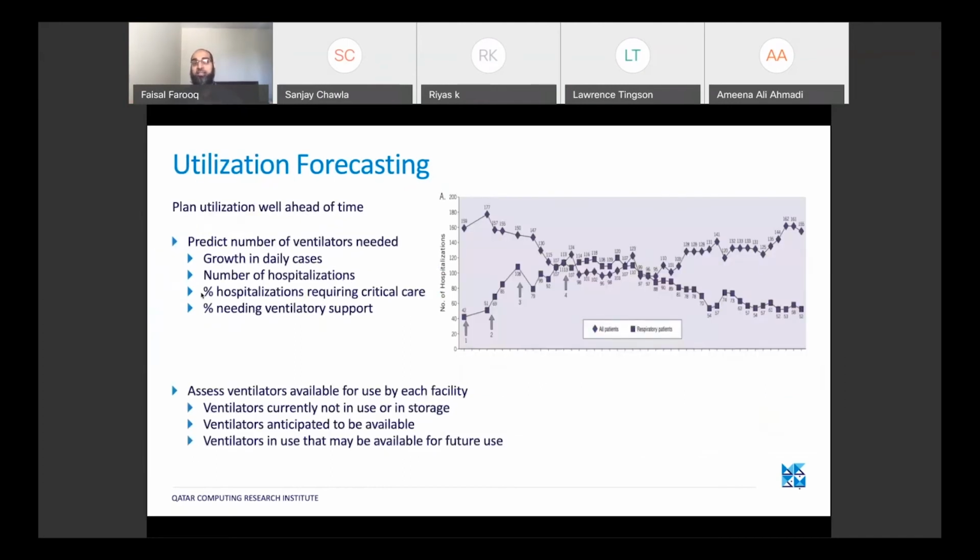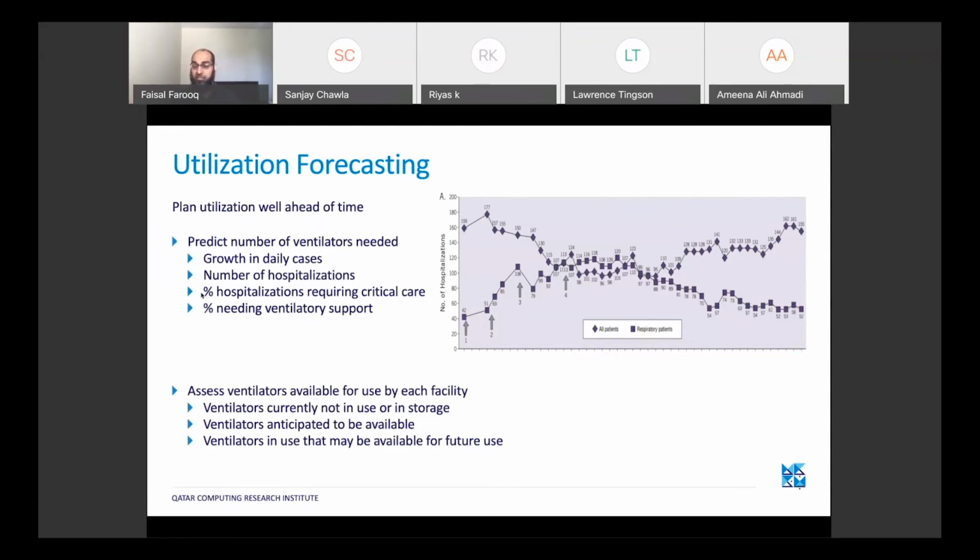Now, this helps in utilization forecasting, and this is something that people have been doing to predict the number of ventilators. There are a lot of countries that are using AI and data science to predict how many ventilators they would be needing. They go down the spectrum and say, what is my daily growth in cases? What percentage of that will be hospitalized based on the past data? What percentage of hospitalizations will require critical care, and how many of them will require ventilator support? And at the same time, mapping it to the capacity.